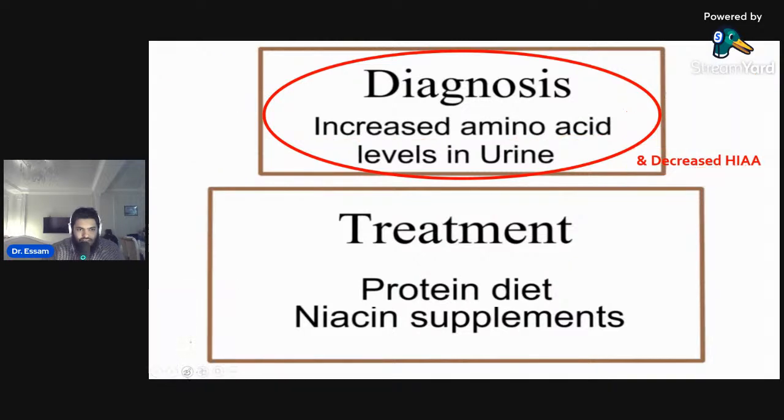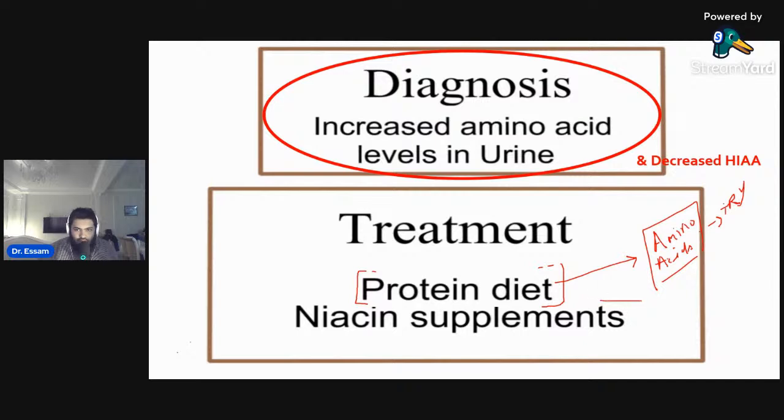And what is the easy way to treat this? One of the things that we can do is we can give a high protein diet. Why? Because we know that after eating proteins, the proteins will be broken down into amino acids. So the protein will break down into amino acids, and tryptophan is nothing but an amino acid, right? So we can get more tryptophan in our diet by eating more protein.